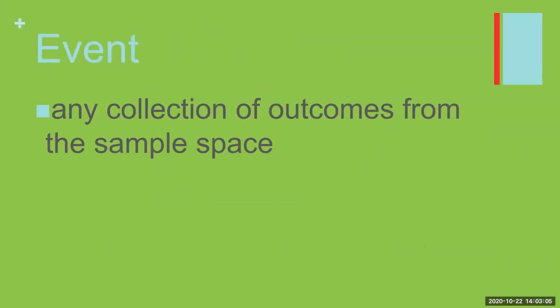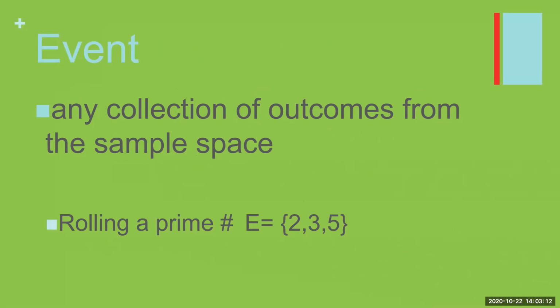An event. An event is any collection of outcomes from the sample space. So event of rolling a prime number, while I have the option of 1, 2, 3, 4, 5, or 6, the prime numbers are only 2, 3, and 5.